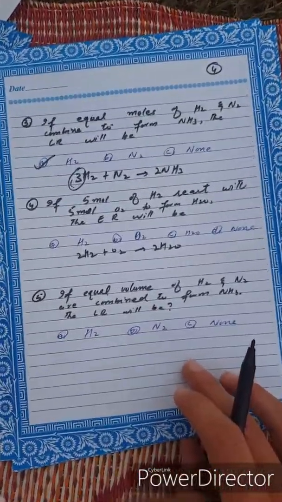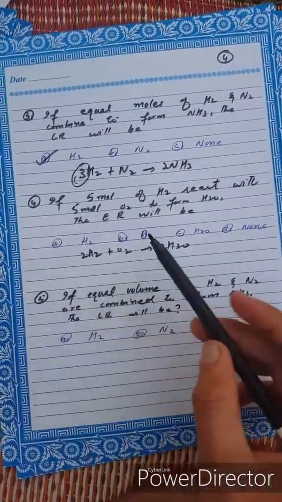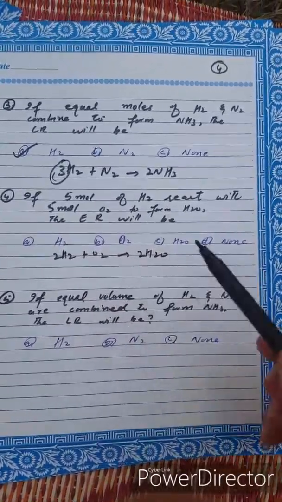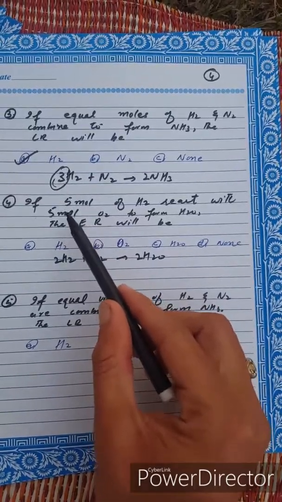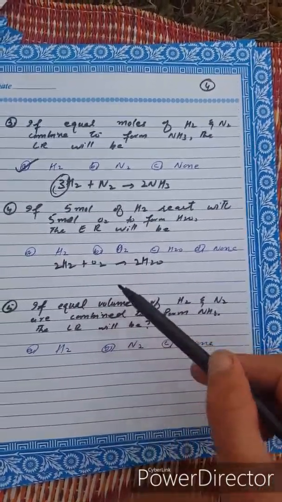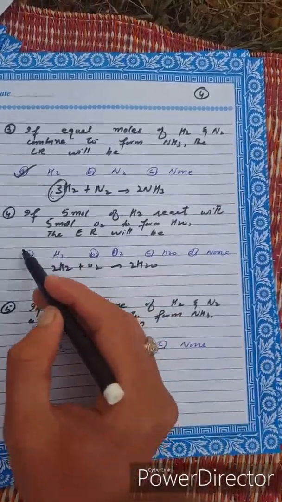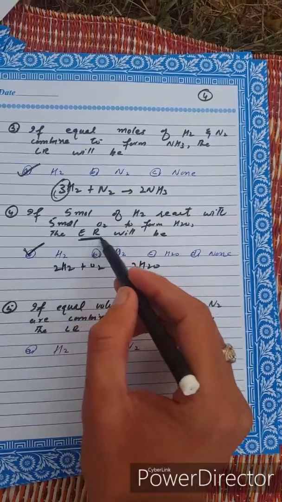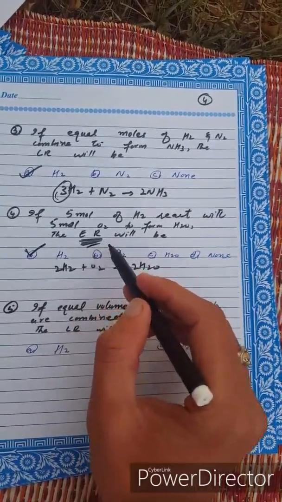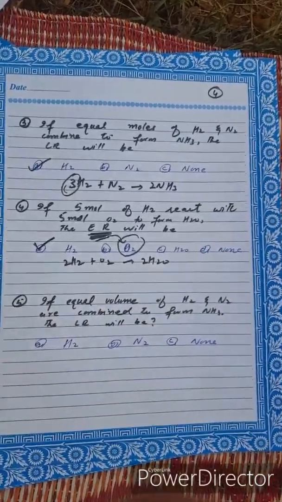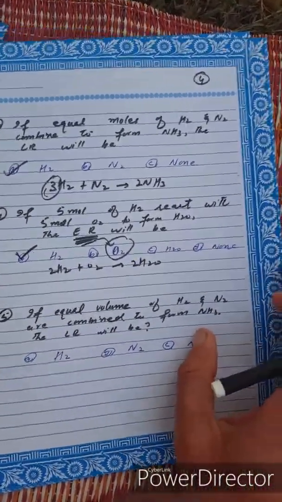Now I told you that if equal moles are given, the limiting reagent will be the one having the greater coefficient. Now equal moles are given, 5 moles of hydrogen and 5 moles of oxygen. So the limiting reagent will be hydrogen because it has the greater coefficient. But the question is about the excess reagent, so obviously the excess reagent will be oxygen. Oxygen will be the excess reagent. And we can confirm it.